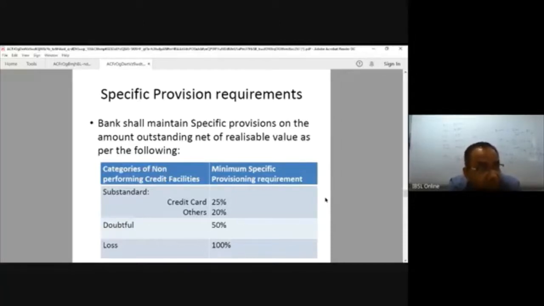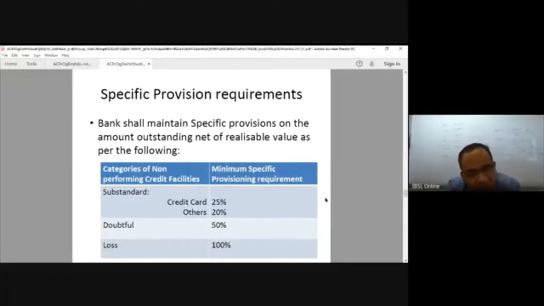Provision means what? You will have to create a provision thinking that you may not be recovering the particular loan, right? So you'll have to make a provision. Provision will take the money out of your profit and loss account, right? So when you are providing on any loan in the category of substandard or doubtful or loss, then your profit will be reduced by that amount. That is the problem with the NPA for a financial institution, right?